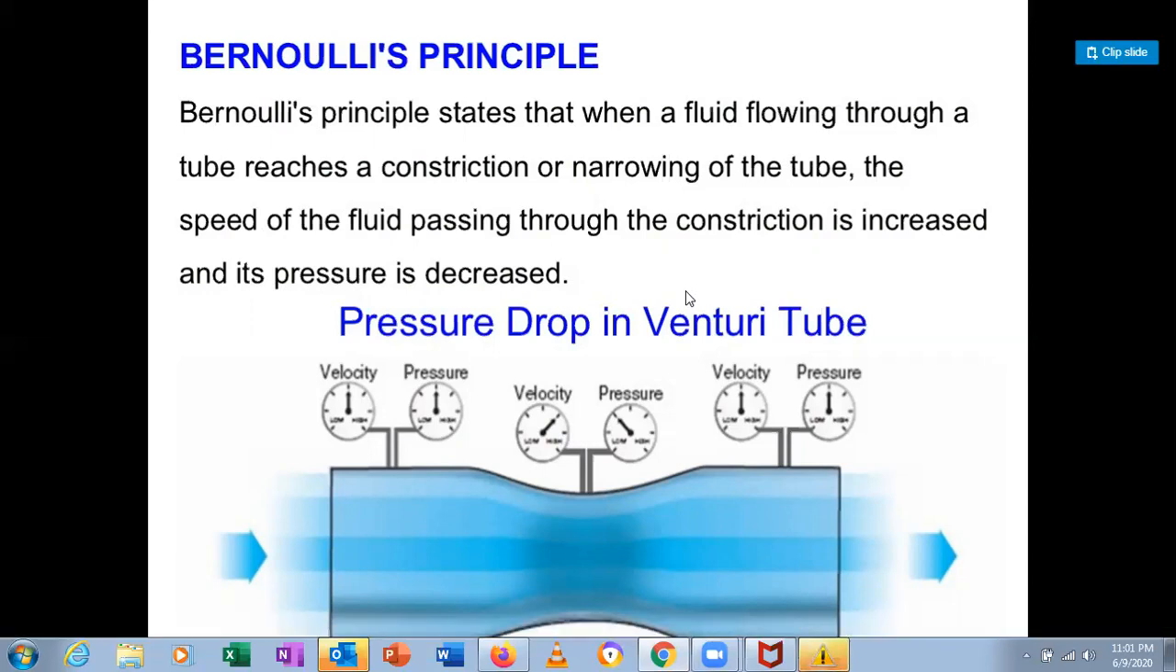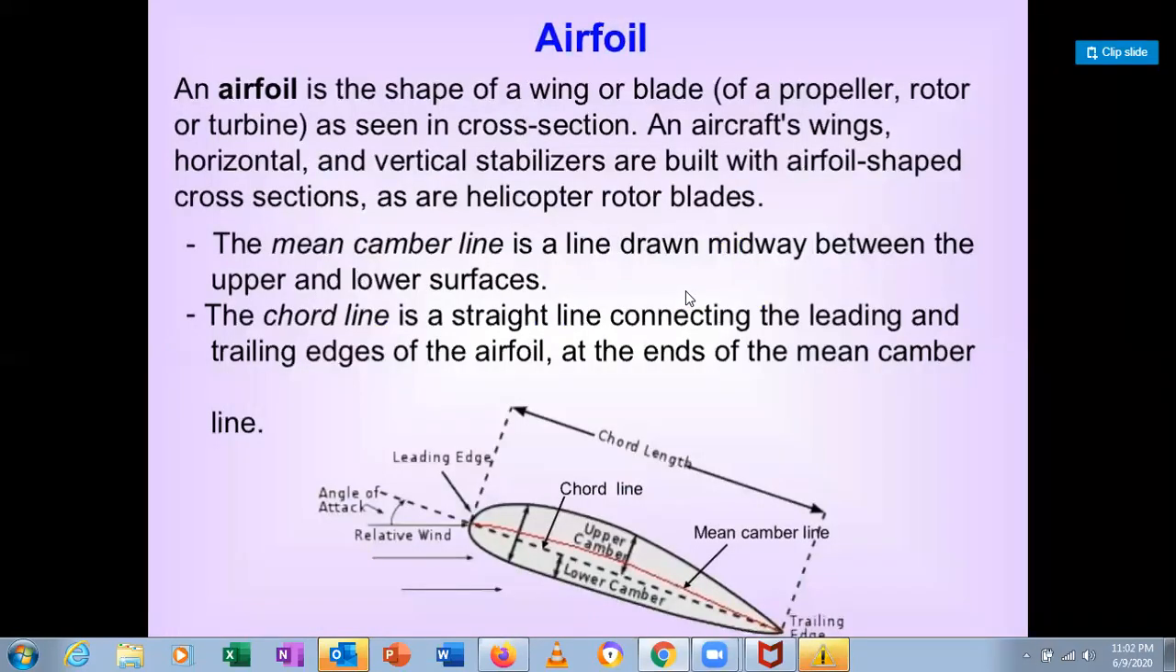Bernoulli's principle states that when a fluid flowing through a tube reaches a constriction or narrowing of the tube, the speed of the fluid passing through the constriction is increased and its pressure is decreased. So the pressure, kinetic and potential energy together remain constant. See here, this is the thing.